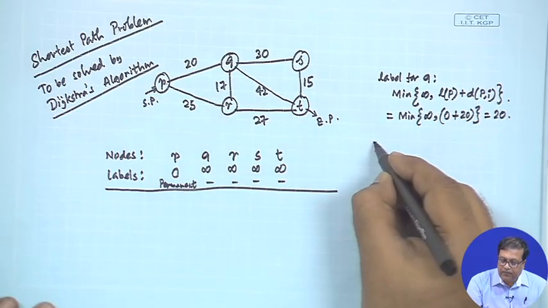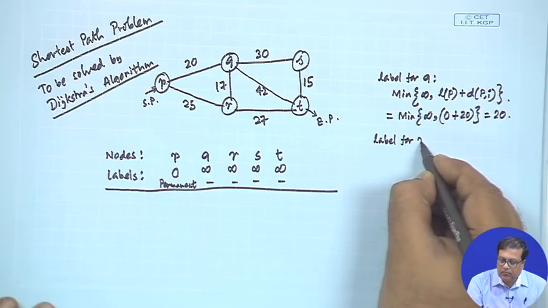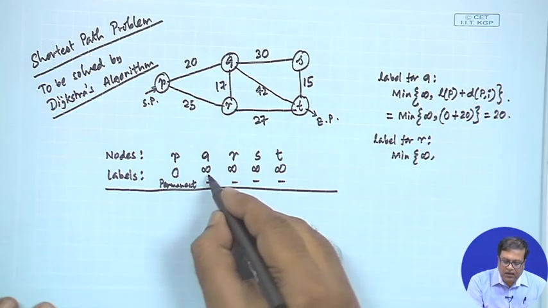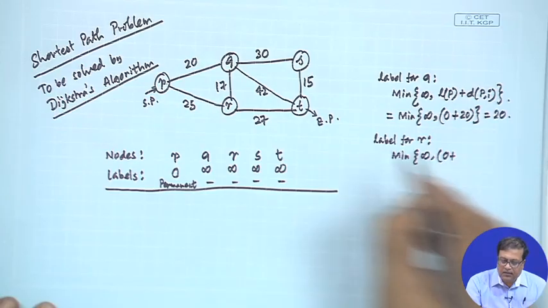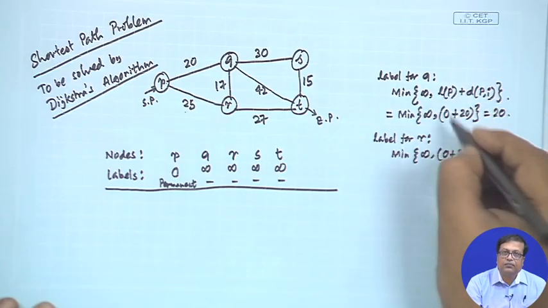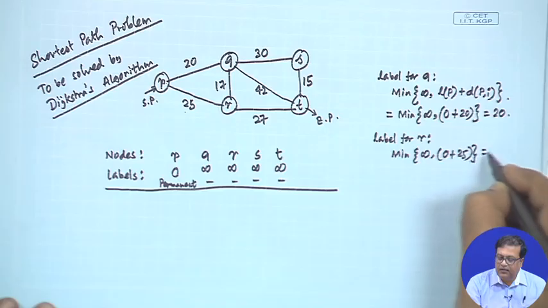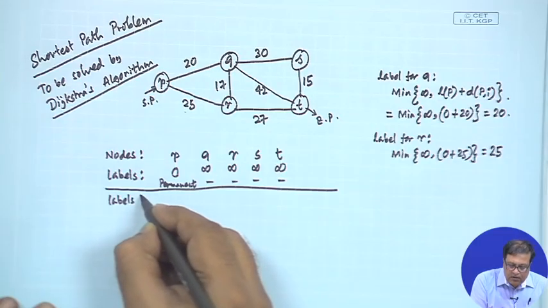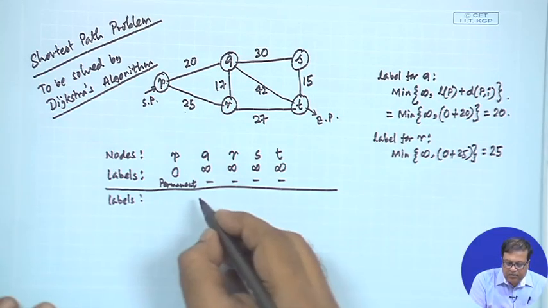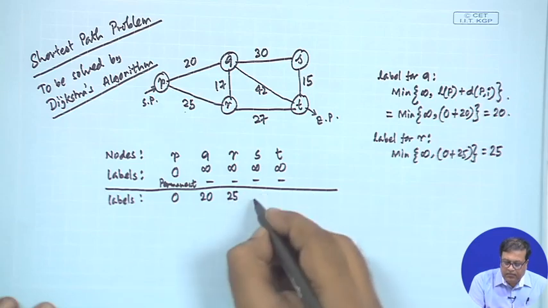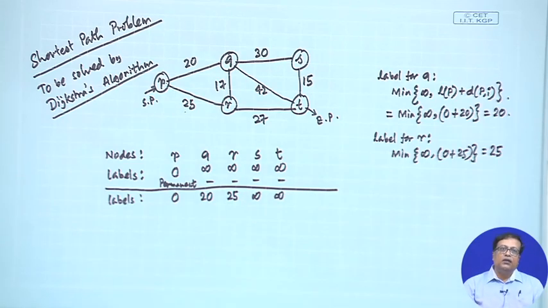What is the label for R? This will again be the minimum of infinity, that is the current one, and 0 plus the distance, that is 25. Why 0? Because that is the label of the last permanent node. So, if I do that, I get a value of 25. So, at the next round we recompute the labels as 0, which is already available, 20, 25, infinity. That is the next level at which we compute the labels.